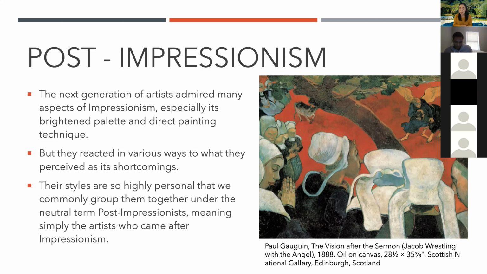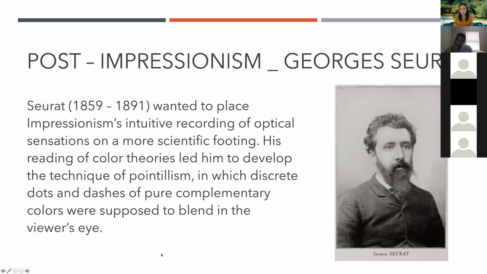So we are going to see three Post-Impressionist artists. The first artist will be Georges Seurat. We saw this artist before. And the next artist is Vincent van Gogh. He is a Post-Impressionist artist. And the last one is Paul Gauguin. So let's see Georges Seurat first.